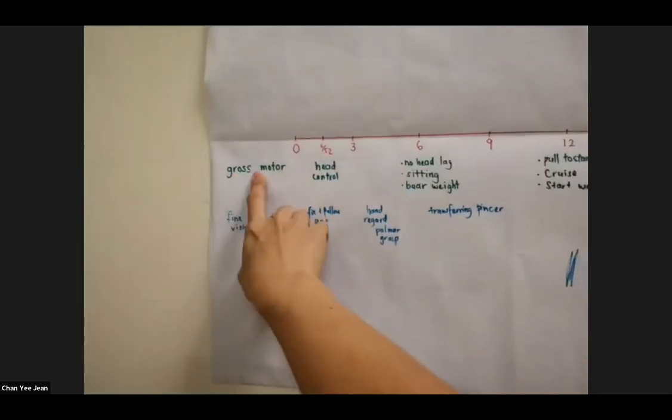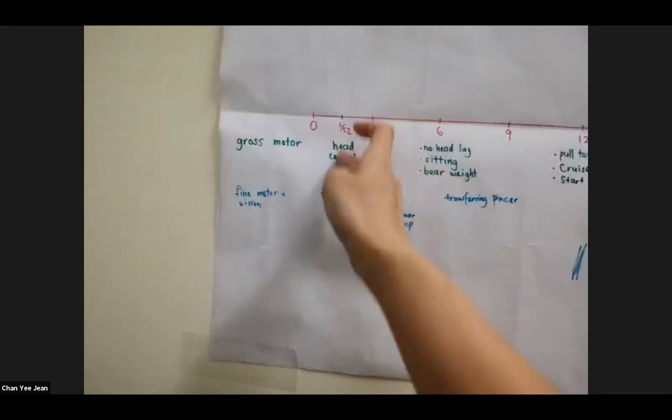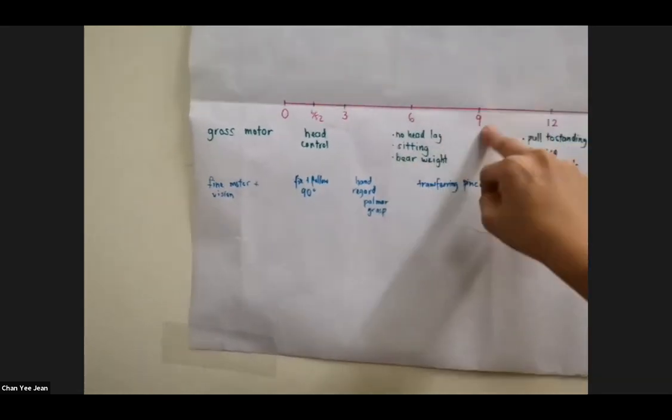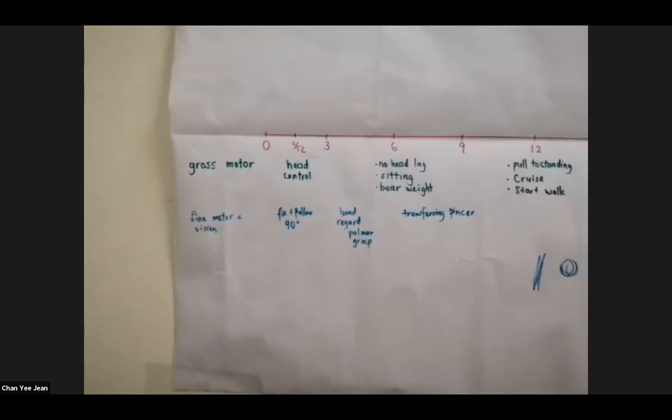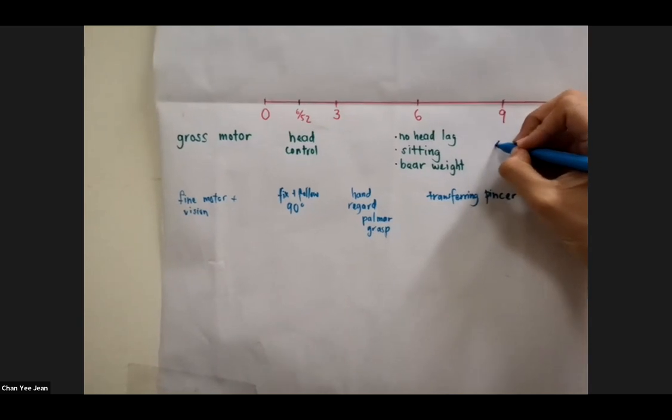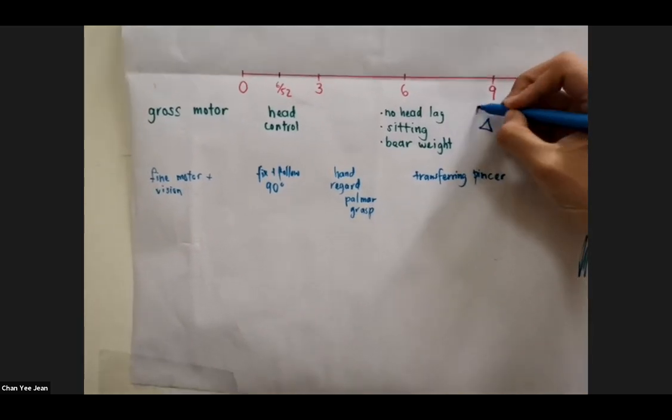So what you do is you start with gross motor, then head control. At 6 months, you know there's no head lag, they start to sit. At 9 months, they start to tripod sit. Tripod sit means they sit like this with a triangle at the base, right? So tripod sitting.